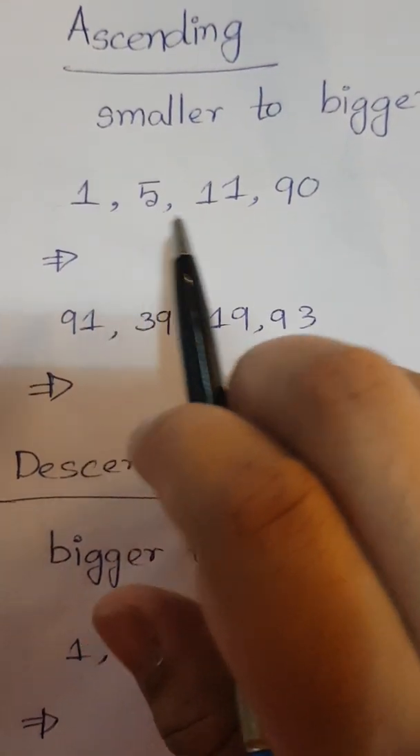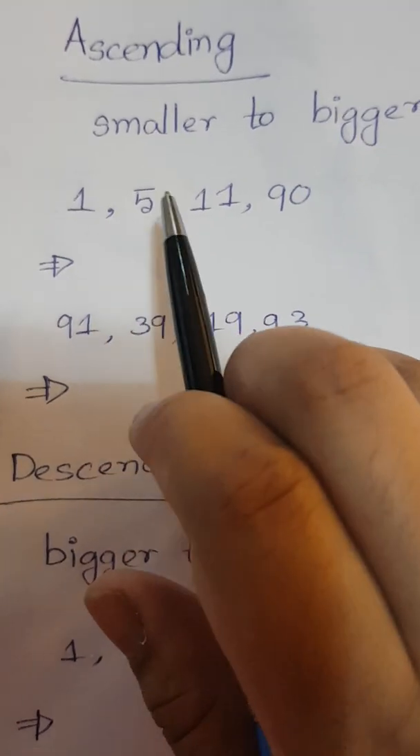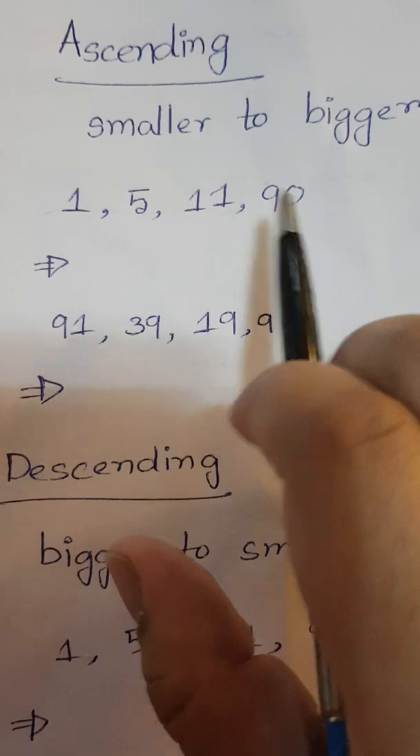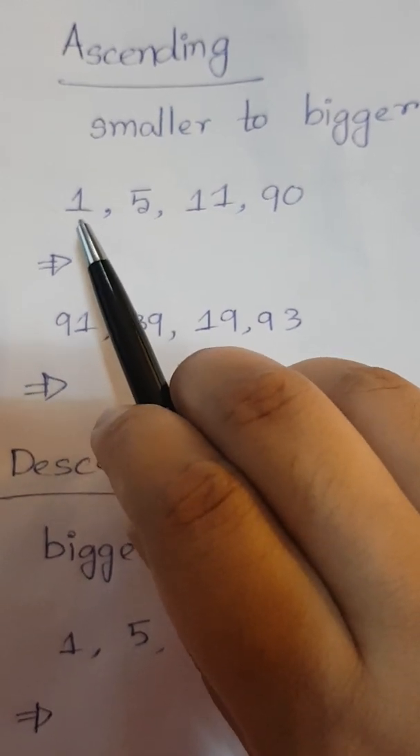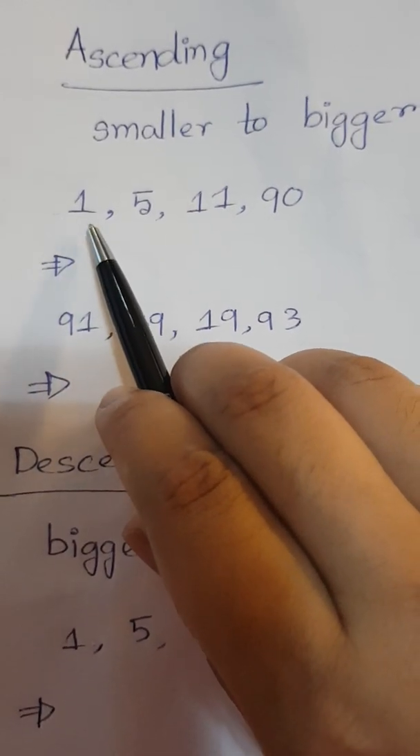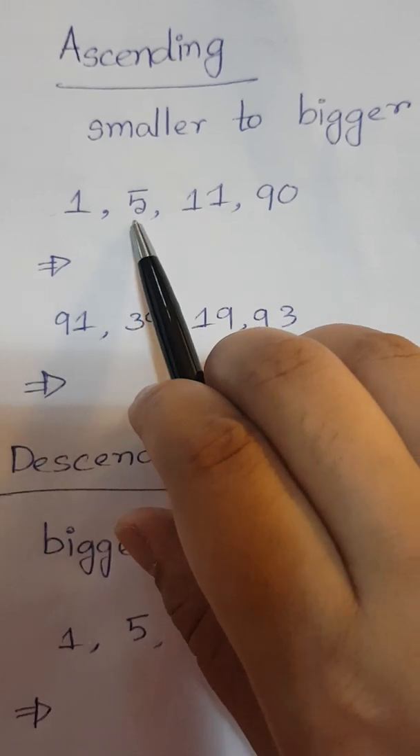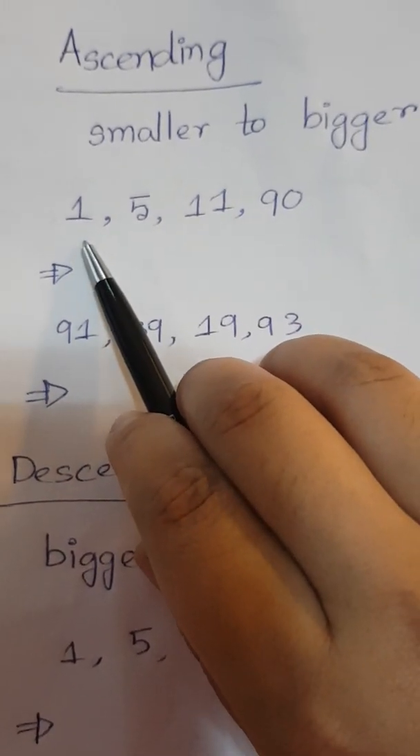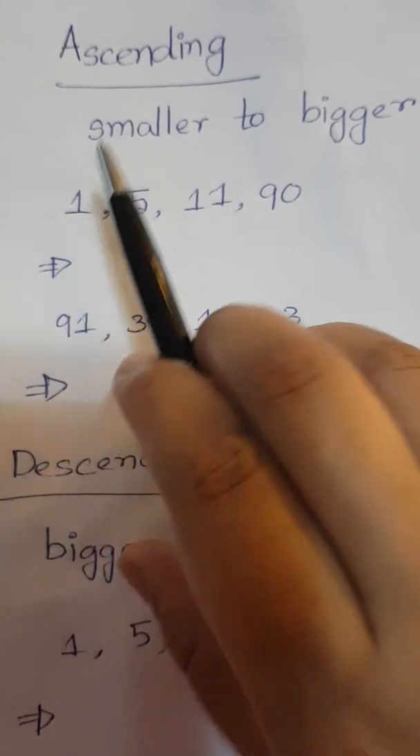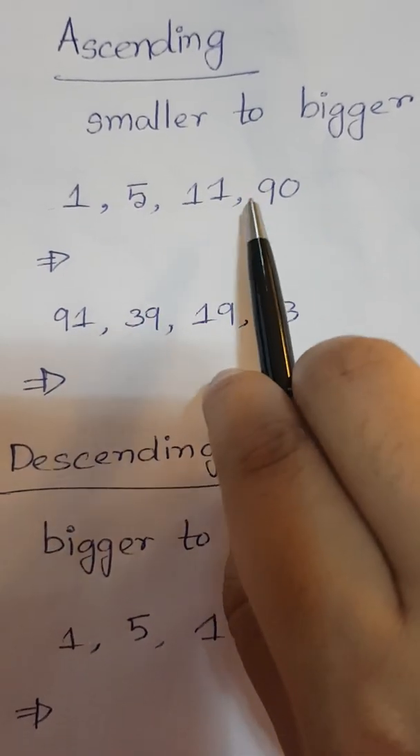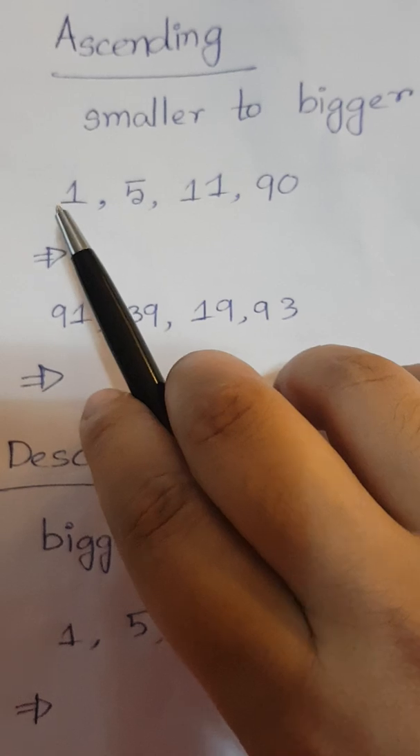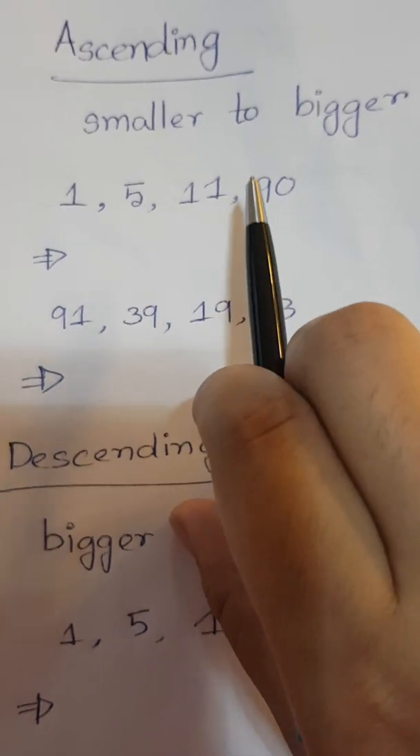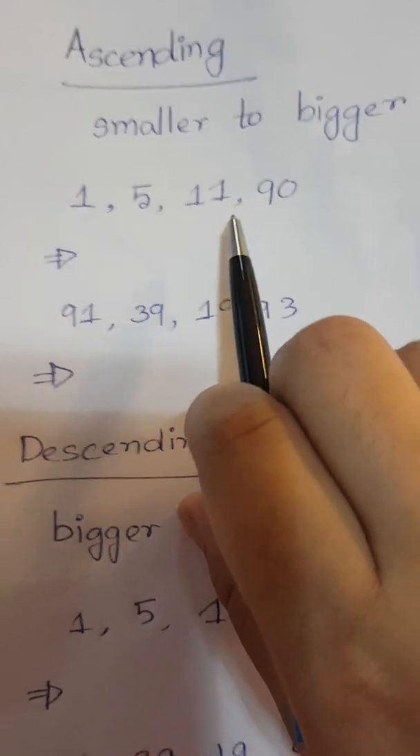Suppose here are some numbers: 1, 5, 11, 90. Here you see all the numbers. The first number is the smallest one, then 5, then 11, then 90. So the first number is the smaller one and the last number is the biggest one. If the numbers grow from smaller to bigger, then it is called ascending.